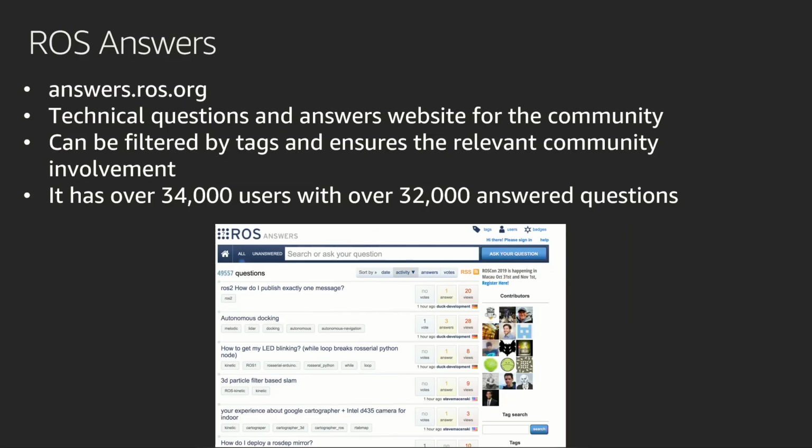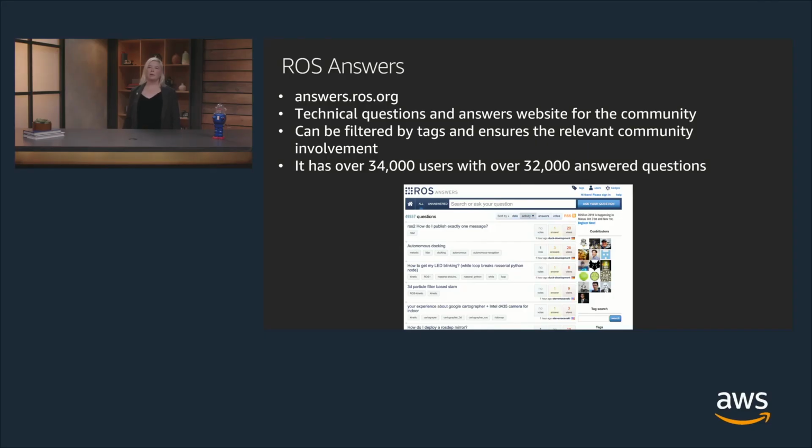ROS Answers is the ROS question and answer forum. It's kind of like Stack Overflow, and it actually was built about the same time. ROS Answers allows individuals to ask questions and other individuals to answer them. All of these questions and answers can be filtered by ROS version and different tags to make sure the right community is looking for questions and answering questions. As it stands, it has over 34,000 users with well over 32,000 questions answered about ROS. If you end up having a problem with building your robot, most likely somebody on ROS Answers can help you.